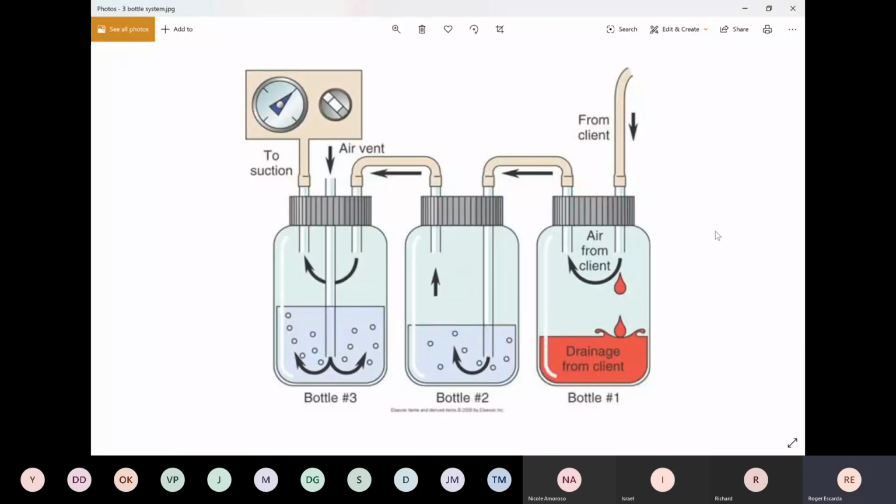Can you see the picture? Not yet. Yes. Okay, you can see it now.